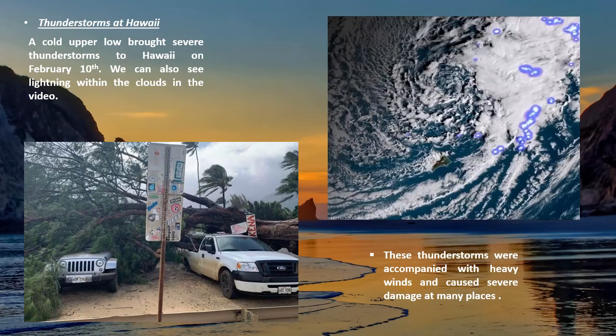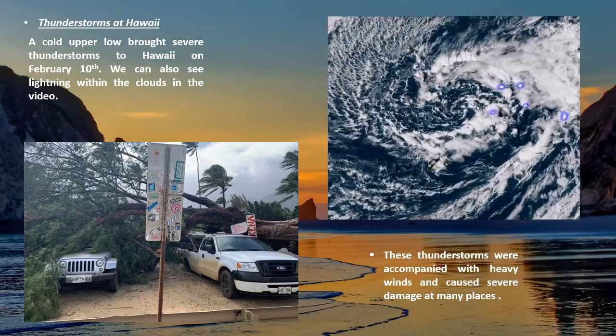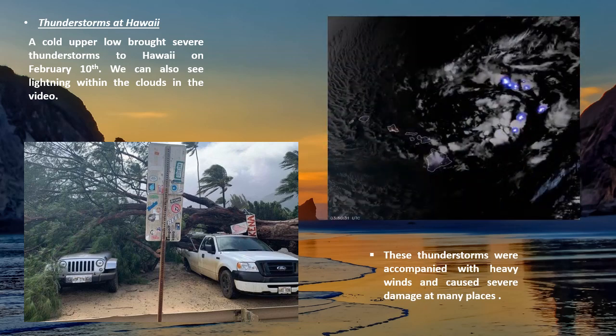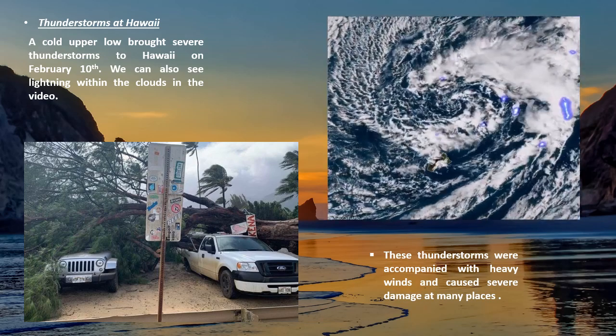In the Hawaii Islands, close to the USA, severe thunderstorms happened over there. This was caused by a cold upper low over this particular region. And as you can see from this video, you can see the clouds and the lightning flashes over this particular region. So this was a very severe thunderstorm, and you can see in this image the damage caused by the thunderstorms. Several regions were very badly affected. The winds were of very high speeds, and it was a very strong downpour too in this area.